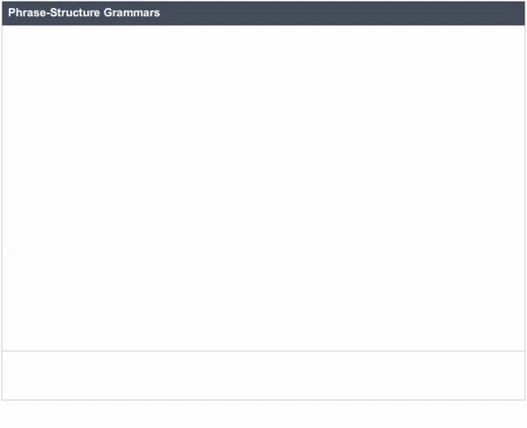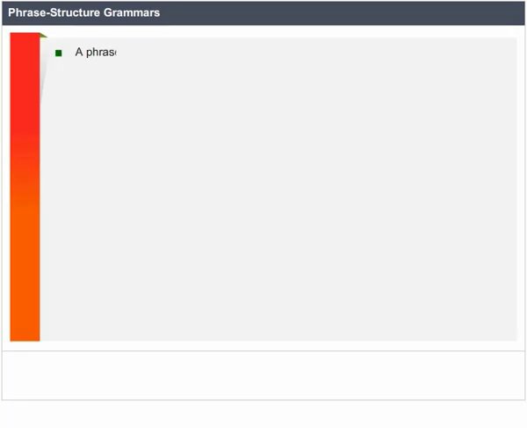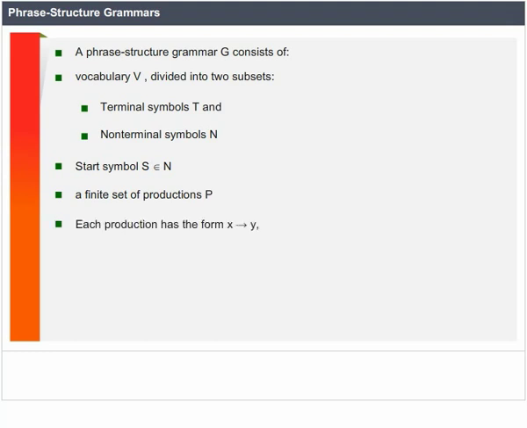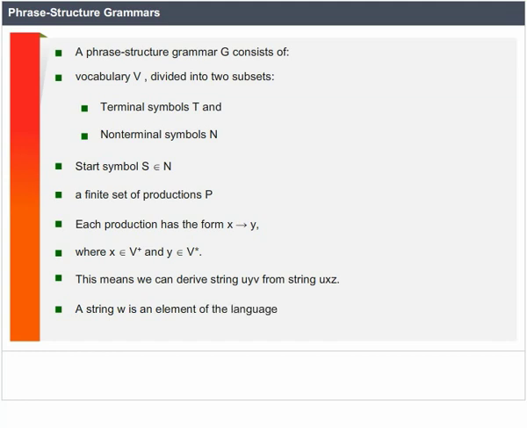Phrase structure grammars. A phrase structure grammar G consists of a vocabulary V divided into two subsets, terminal symbols T and non-terminal symbols N, a start symbol S belonging to N, and a finite set of productions P. Each production has the form X → Y, where X belongs to V plus and Y belongs to V star. This means we can derive string uYv from string uXv. A string w is an element of the language generated by G if w can be derived from S by applying a sequence of productions.